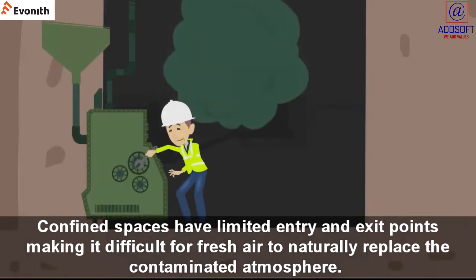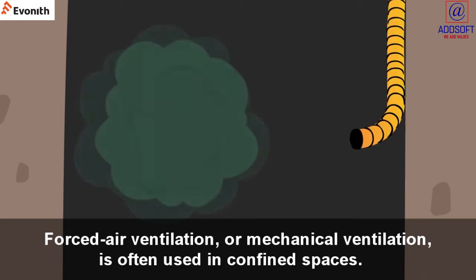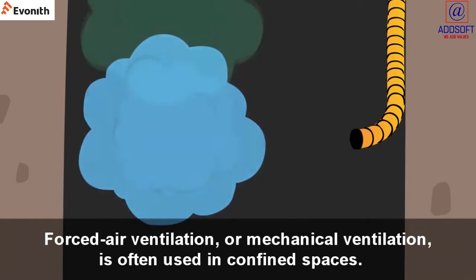Disadvantages: highly unpredictable, very inefficient. Mechanical supply: forcing fresh air in, contaminated air out. Should be at a minimum rate of 20 air changes per hour.